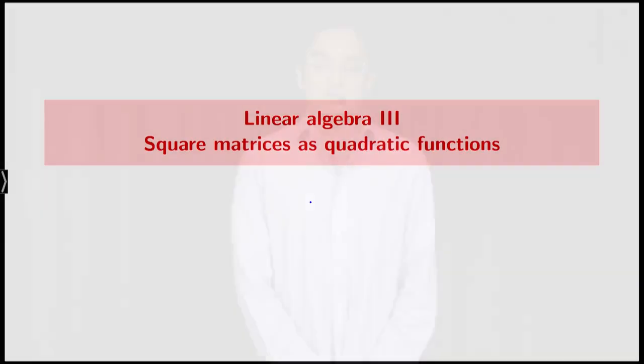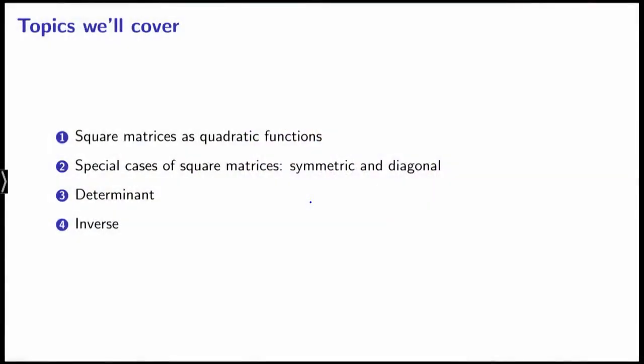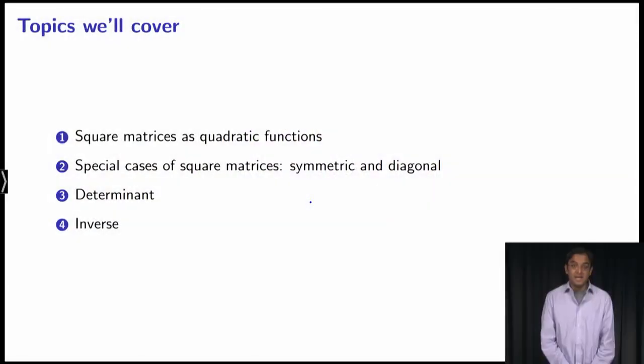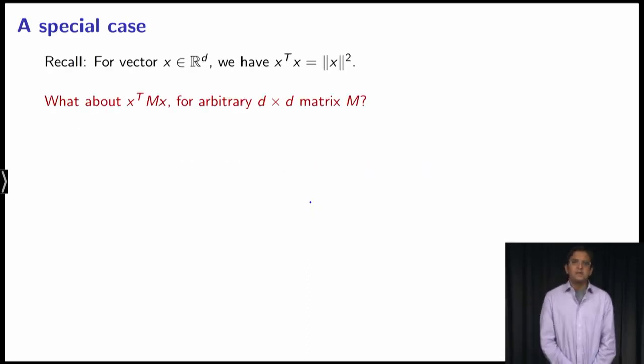In an earlier installment of our linear algebra primer, we saw that any matrix can be thought of as representing a linear function. What we'll see today is that if the matrix is square, so if it has the same number of rows and columns, then it also represents a quadratic function. So today is going to be all about square matrices and their properties. So let's start with a special case that we saw before.